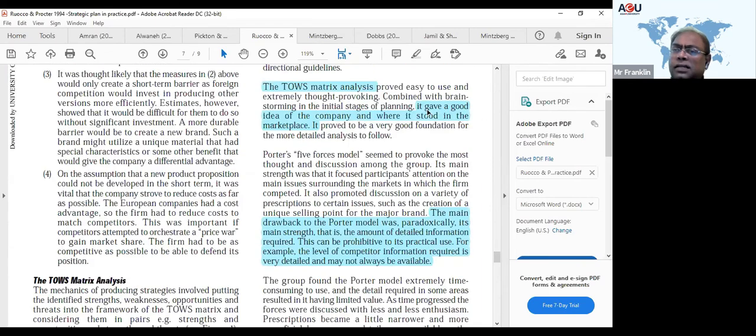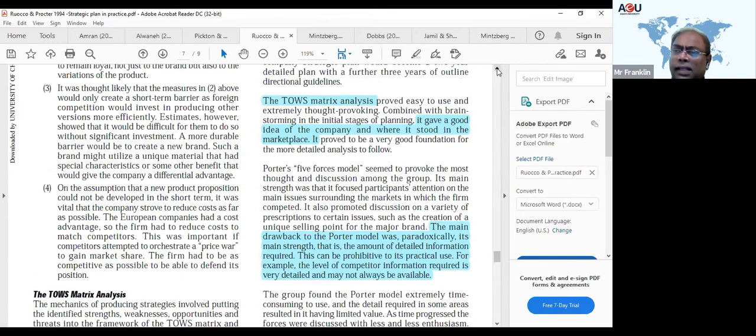Okay, the TOWS matrix is easy to use. It gave a good idea of the company and where it stood in the marketplace. So you can use these words, they put a very good foundation. And then he said the main drawback. This is interesting. Sometimes you also have to talk about the negative effects of these models. For example, we said Porter's model is very good, but there are drawbacks of this model also, right? So you need to also talk about drawbacks if you can. The main drawback of Porter's model was, paradoxically, its strength: the amount of detailed information required.